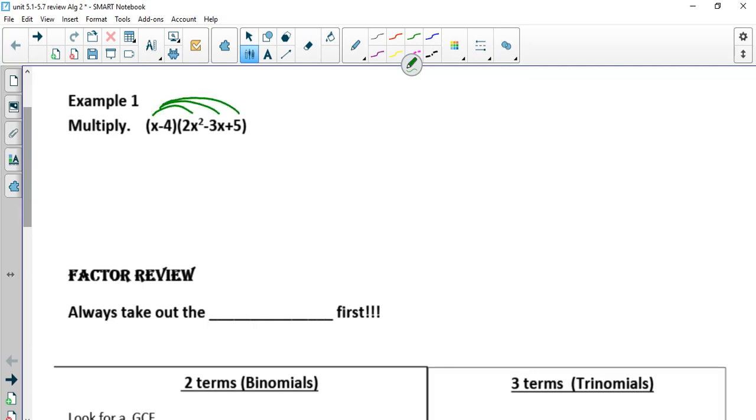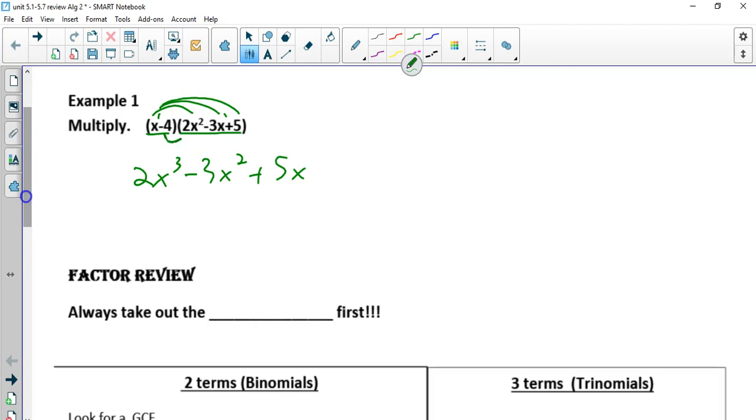Helps to draw lines. So we're going to do x times 2x squared, which is going to give us 2x cubed, because remember this is x to the first power, and we keep the base and add the exponents, minus 3x squared, because that's a 1 there, and then plus 5x. So that's the first three terms. If you think about it, we're doing a 2 by 3, and 2 times 3 is 6, so we should get 6 terms right off the bat.